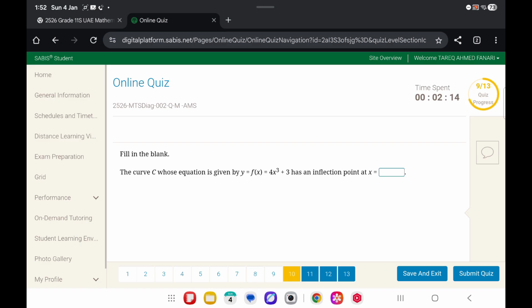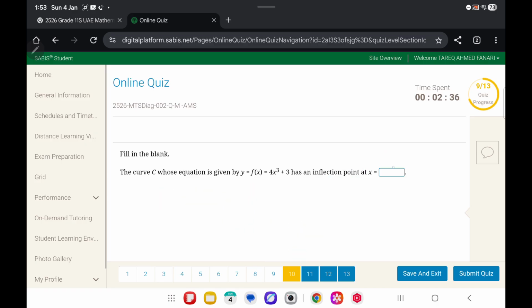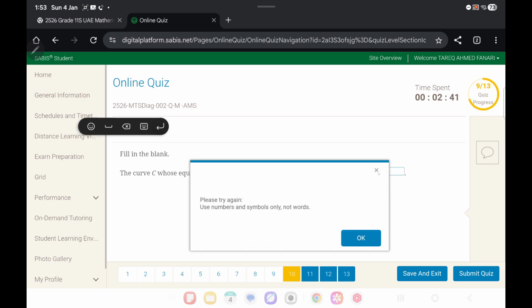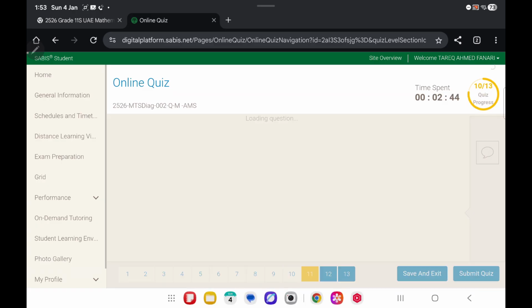Sorry. Inflection point. Inflection point means the second derivative of f of x is equal to 0. So let's derive this really quickly. F prime of x is 12x squared, right? F double prime of x is 24x. Now setting this equal to 0, you'll find that x is equal to 0. Done. Not an O. You know what? Almost done. 0. Question 11.